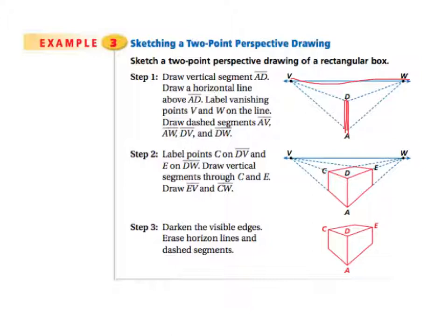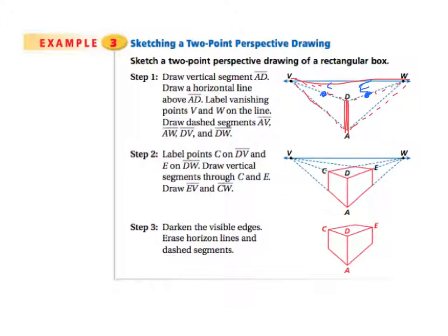And now it says draw a dashed line from AV, AW, so over here, DV, and DW. Okay. Now it says label point C on DV. So on DV, I'll do it in blue. We have to label this, and that's going to be C. And E on DW.